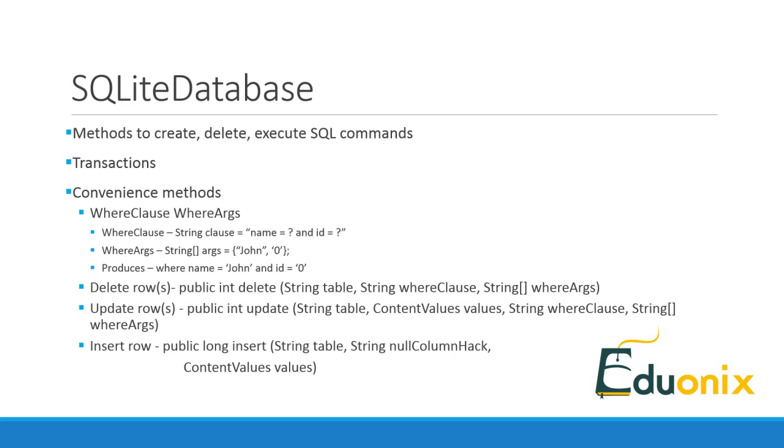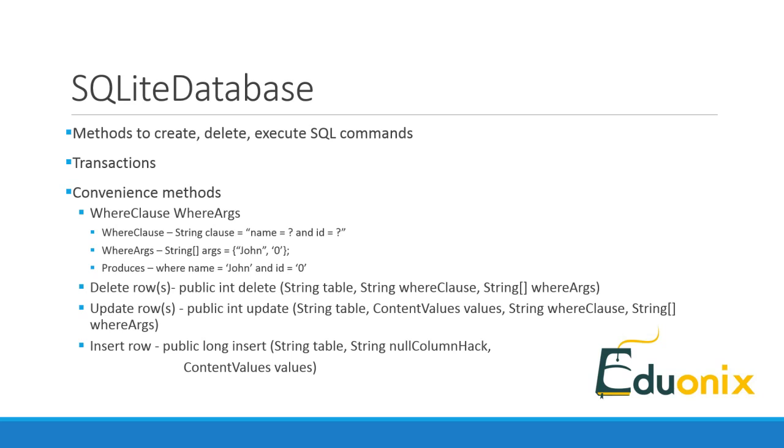And insert a row into a given database by calling the insert method. The insert method receives the table name as a string, a null column hack string which if not null provides the name of a nullable column name to explicitly insert a null into, and values as a map of column names and values.